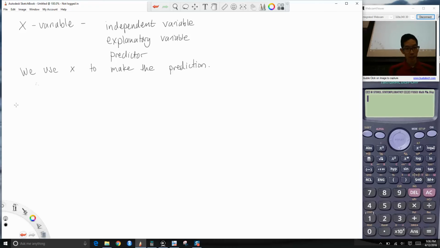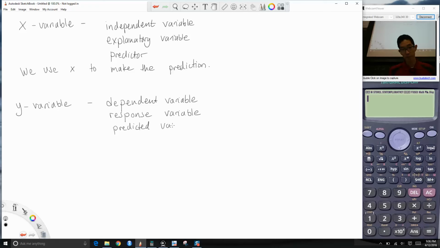Okay? On the other hand, we have the y variable. And these have words like the dependent variable, the response variable, or the prediction or predicted variable. Okay, and so we are trying to make predictions of y.